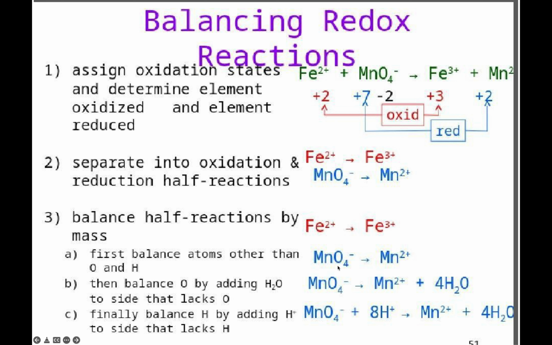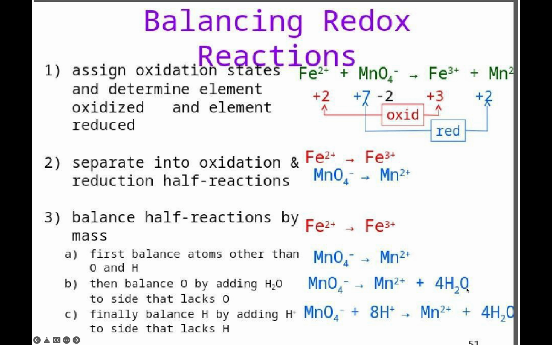See, look at both sides. Here this side has got oxygen, this side doesn't have oxygen. So when you balance that, you add water to the side which lacks oxygen. So add water here. How many water molecules will you add? Since there are 4 oxygen atoms, to balance it you have to add 4 water molecules.